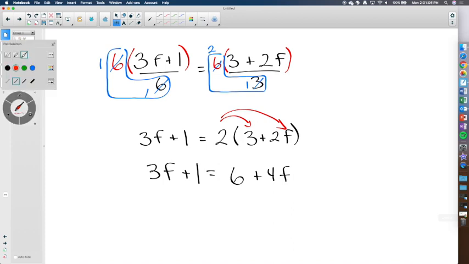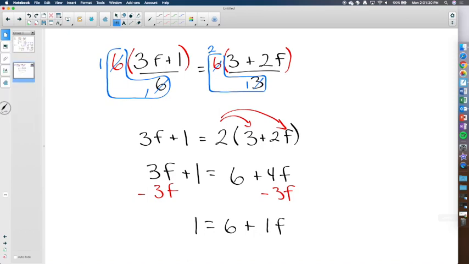3f is smaller than 4f, so I'm going to subtract 3f from both sides. And that gives me now 1 is equal to 6 plus 4 minus 3 is 1, so I would get 1f. And if we just have one of a variable, we erase the 1. We just write the variable down.